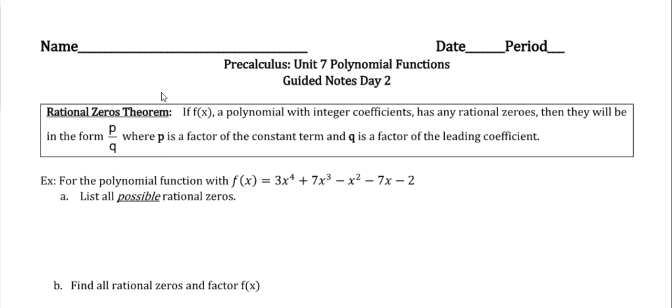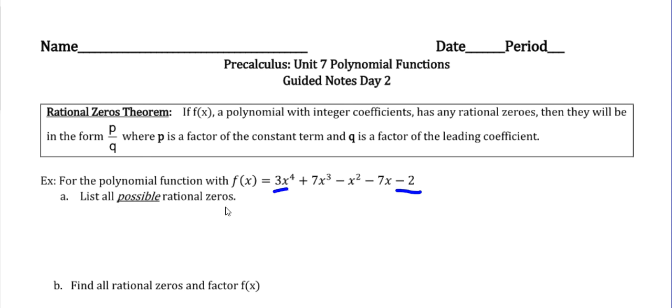Hello Pre-Calc students, this is day 2 of our polynomial unit, and we're going to start with the rational roots theorem, or the rational zeros theorem. If you have a polynomial with integer coefficients, and it has any rational zeros, then they're going to be in the form p over q, that's a ratio, where p is a factor of the constant term, and q is a factor of the leading coefficient.